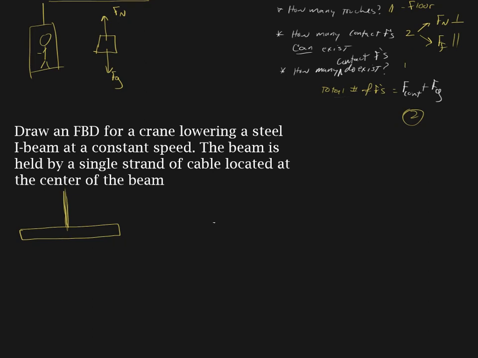Okay, so the FBD should look like this. First of all, we're going to ask, is this equilibrium or non? And once again, we are in equilibrium because it's a constant speed.